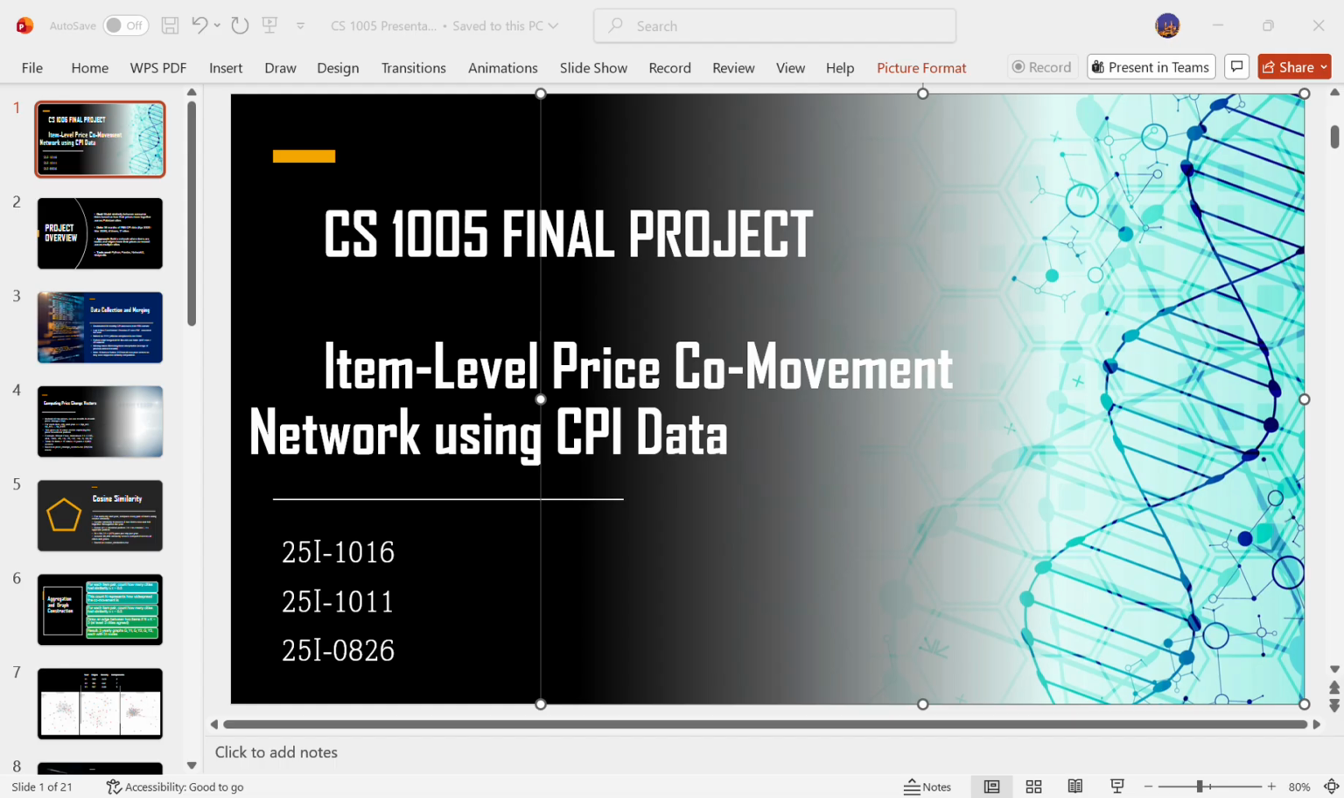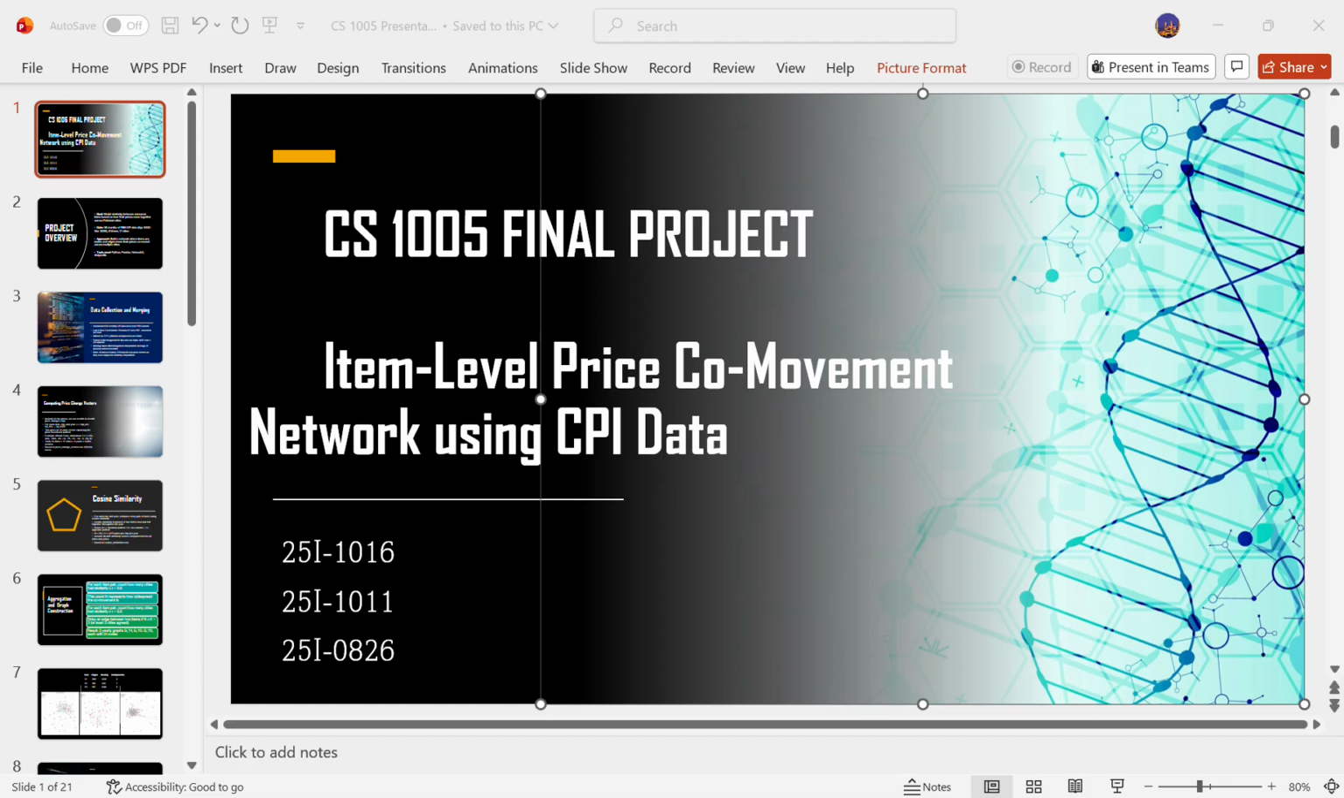Project overview. The goal of this project was to model price similarity between consumer items using real government data, and our data set came from the Pakistan Bureau of Statistics, where 36 months of CPI data covering April 2023 to March 2026, and which spanned 51 consumer items across 17 Pakistani cities, was compiled. The approach was to build a network where an edge between two items means their prices co-moved, rose and fell together across multiple cities in the same year. The tools we used were Python for all of the computation, Pandas for data handling, NetworkX for building and analyzing the graph, and Matplotlib for visualizations.